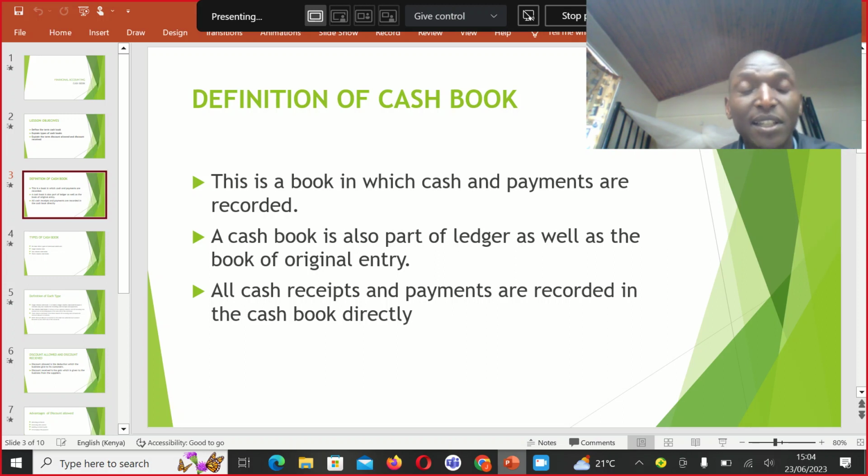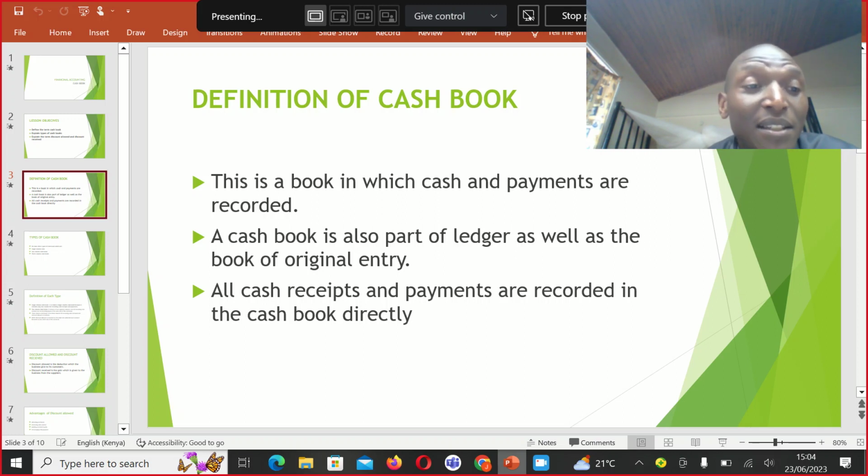Why do we say that it's a book of original entries? Because that's where we have the first information, and because it's the first information, we are able to know that a certain transaction took place. So all cash receipts and payments are recorded in the cash book. The moment you make payments, make sure you record them in your cash book, and the moment you receive payments, make sure you record them in your cash book.